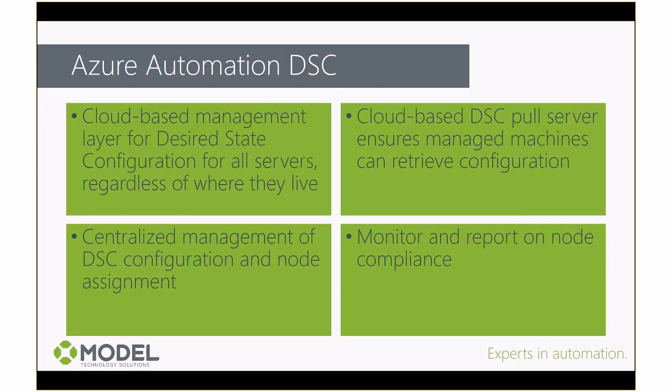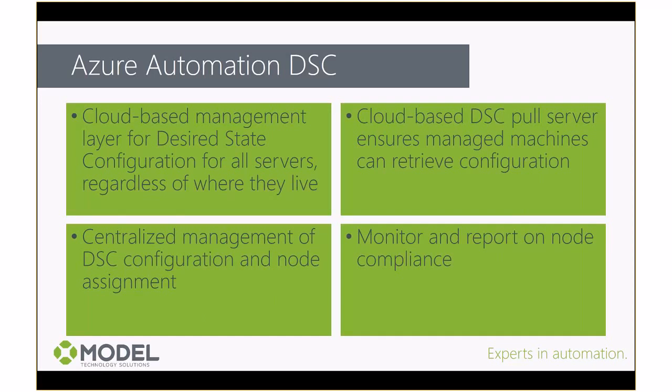And being a cloud-based pull server, a DSC pull server is basically a centralized server that contains your DSC configurations so that when your servers need to check whether or not their configuration has been updated, they talk to that pull server, pull down the latest configuration, and apply it. You can also do it on a server-by-server basis, but that's a lot more work. The best practice is to set up a pull server of some kind.